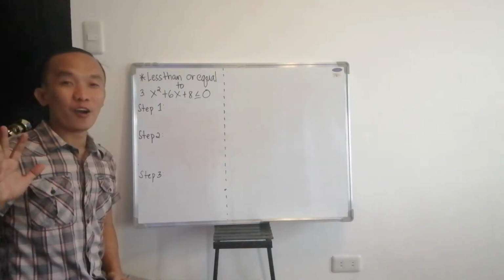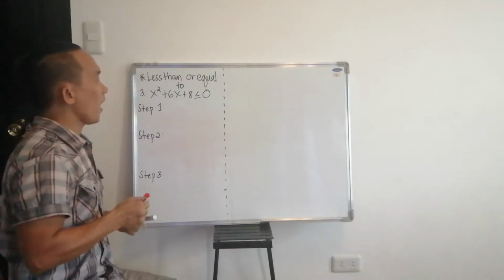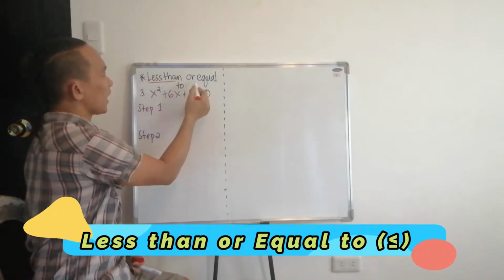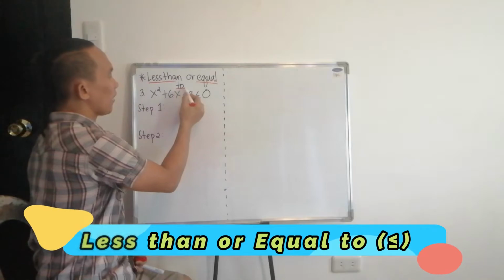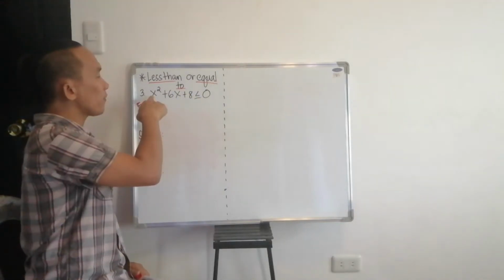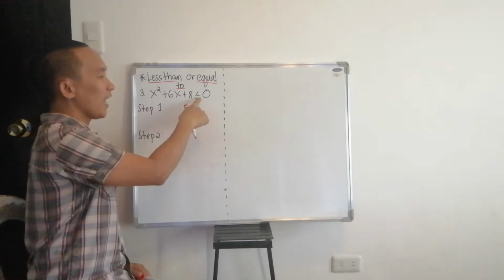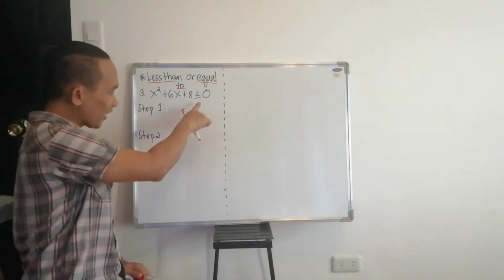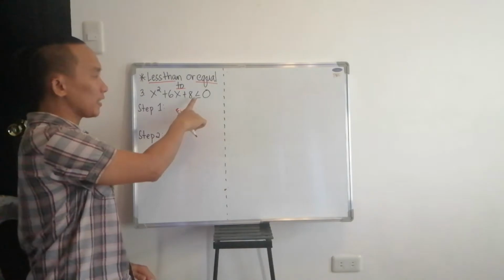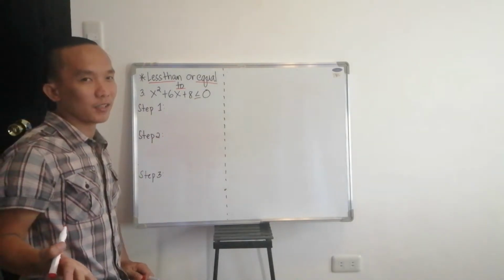Let us have our third example. Now, we are going to discuss less than or equal to. So, our problem is x squared plus 6x plus 8 less than or equal to 0. This is the symbol for less than or equal to 0.